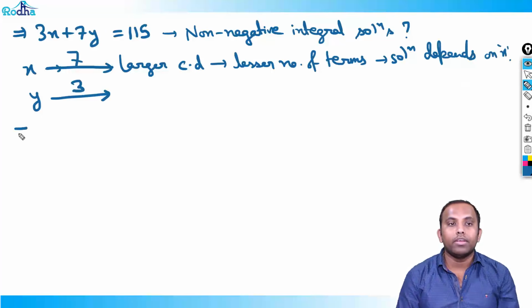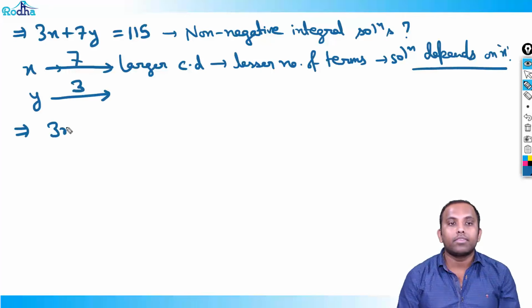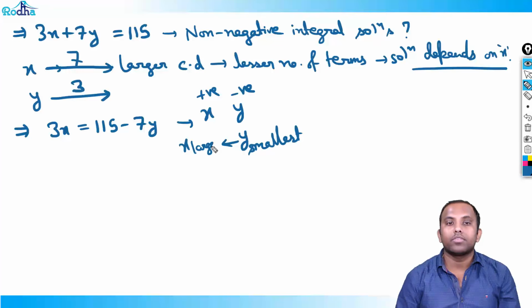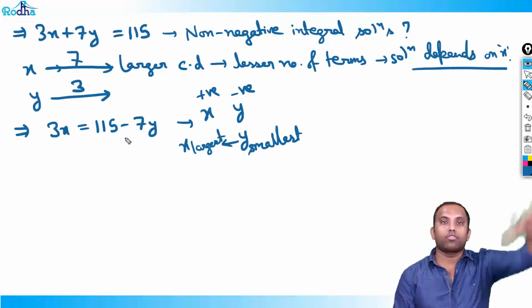Now, very quickly I can write. Since the solution depends on x, keep x on the left hand side: 3x is equal to 115 minus 7y. Now, x has a positive sign on the left hand side and y has a negative sign. That means the smaller y is, the larger x will be, because both have opposite signs. The more we decrease y, the more x will increase.